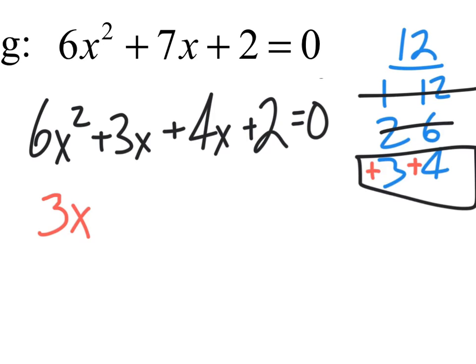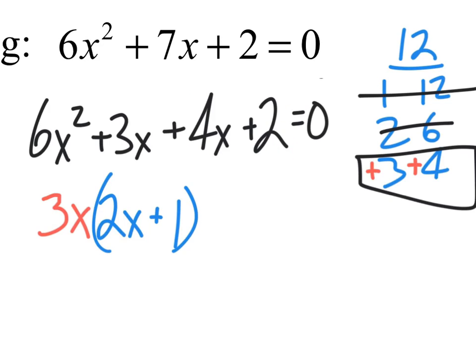Actually, let's write this like this. 3x times what gives us 6x squared? Simply 2x. And 3x times what gives us 3x? Just 1, which is how we got this. Again, 3x times what gives us 3x? 1. Beautiful.